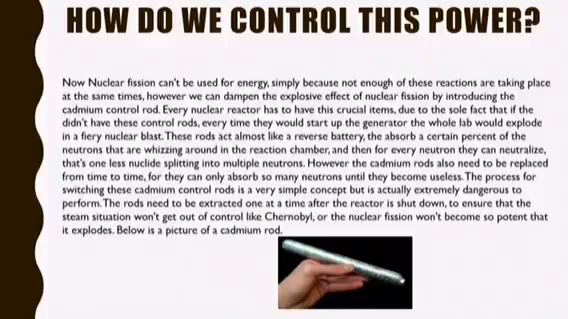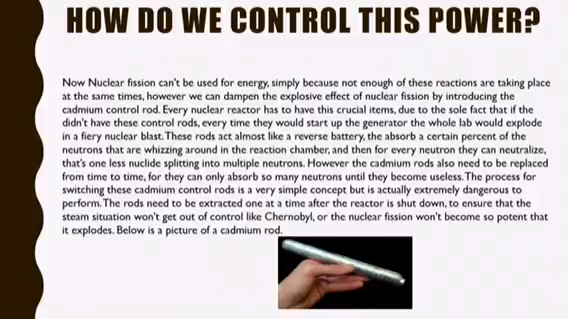These rods act almost like a reverse battery. They absorb a certain percent of the neutrons that are whizzing around in the reaction chamber, and for every neutron that they can neutralize, that's 1 less nuclide splitting into multiple neutrons. However, the cadmium rods also need to be replaced from time to time, for they can only absorb so many neutrons until they become useless.